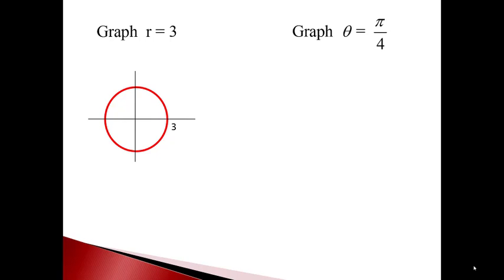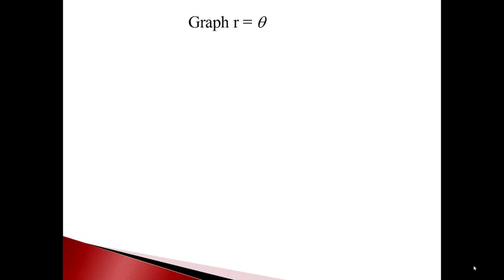Now, graph the equation theta equals pi over 4. The graph is the set of all polar points (r, theta) with polar angle theta equals pi over 4. This is a line through the origin that makes an angle pi over 4 with the positive x-axis. We consider another example, graph r equals theta.